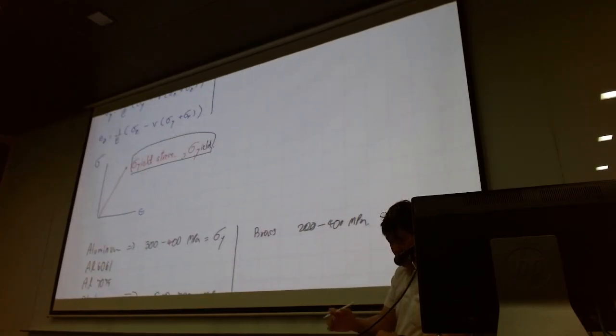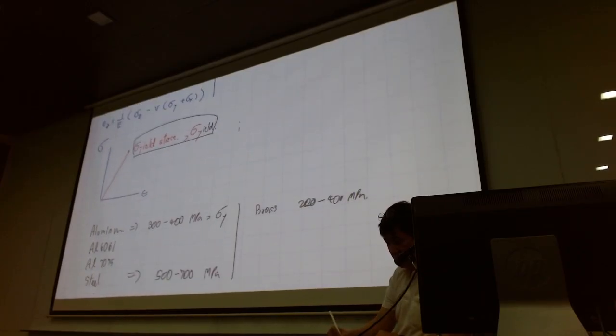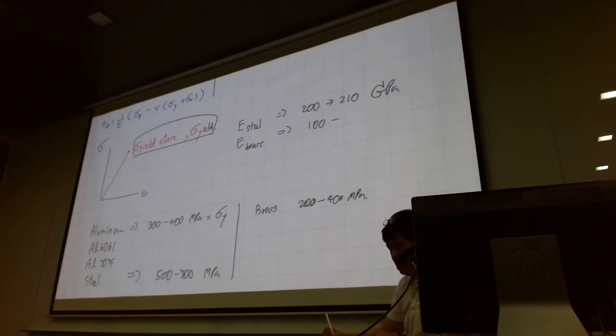Okay. That is one general thing that you need to know. The other thing that you need to know is that the elastic modulus, if it's for steel, usually it's going to be from 200 to about, I usually use 210 GPa. Elastic modulus for the brass, usually around 100 to about 120 GPa. Elastic modulus for the aluminum, 60 to about 80 GPa.